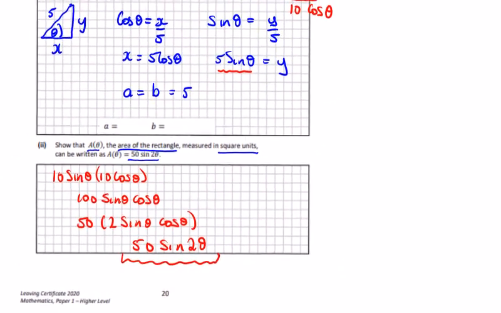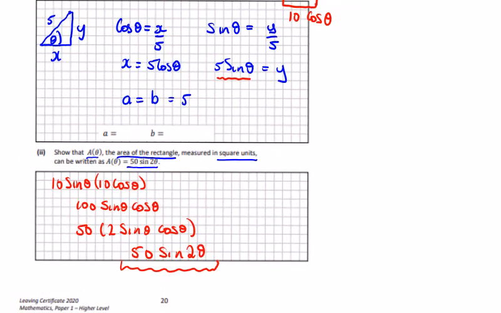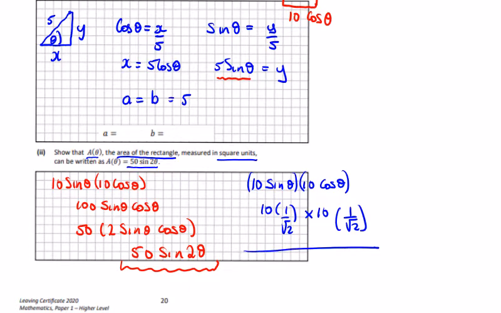So we just go back up to our area. We had 10 sine theta by 10 cos theta. And if theta is 45, you can see here each side is going to be the same. One side is going to be 10 times sine of 45, which is 1 over root 2, and the cos of 45 is 10 times 1 over root 2. So therefore we have a square.